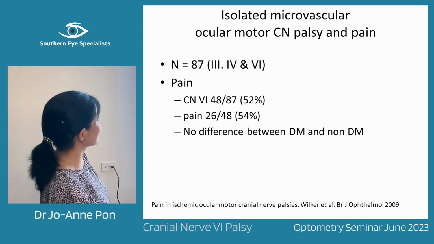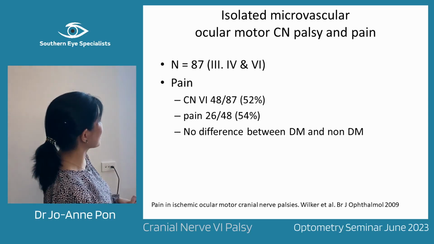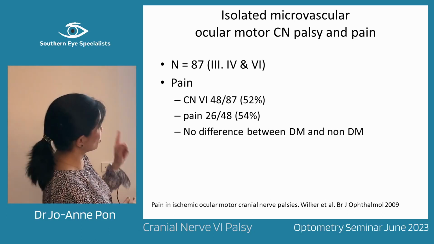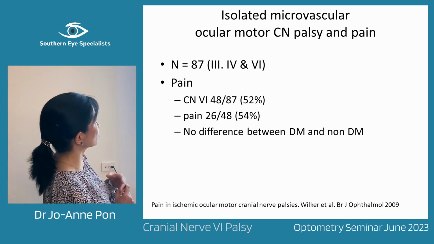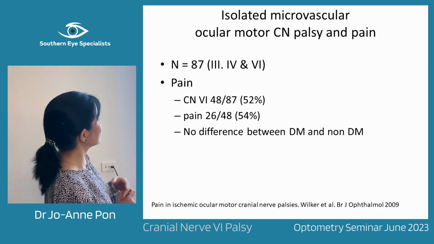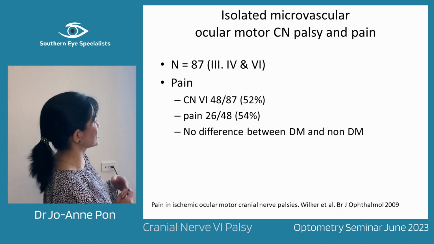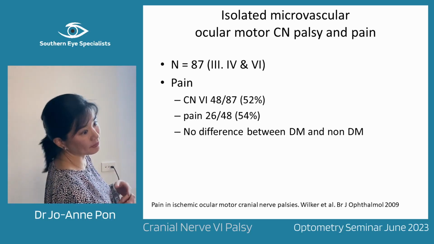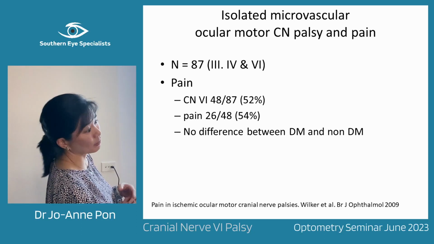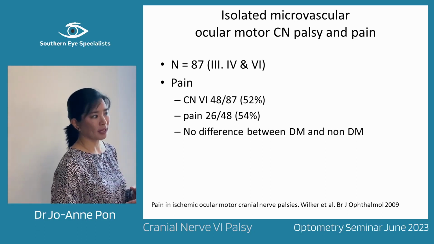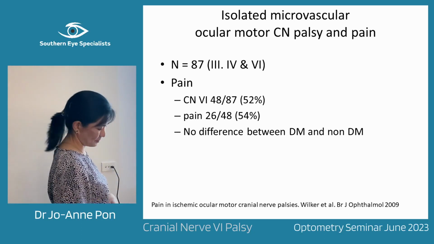And it's interesting to see that a study looked at how many patients have pain. So this is a study of 87 patients that looked at all the cranial nerve, well, oculomotor palsies, 3, 4, and 6, and found that half of them were sixth nerve, and half of them had pain. So pain's not necessarily a helpful feature, but it's hard to ignore. And somebody thought there might be a difference if you're diabetic or not, but there isn't.